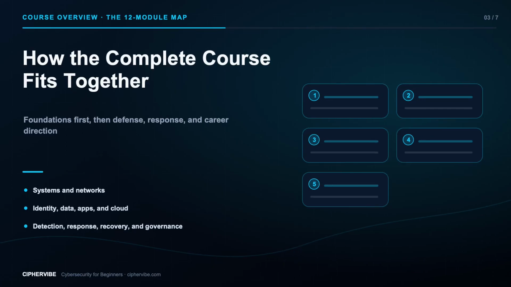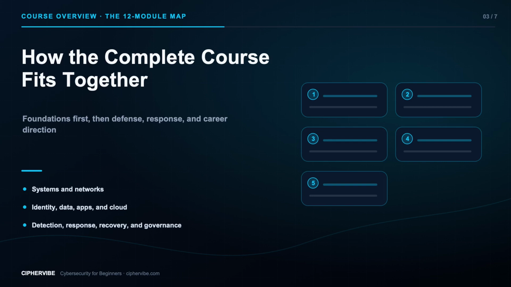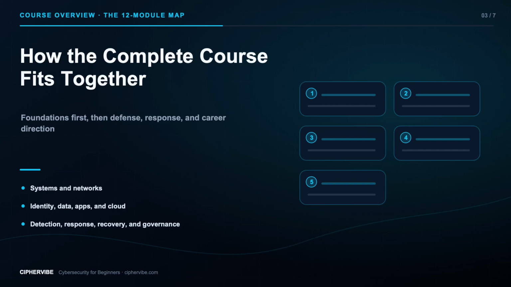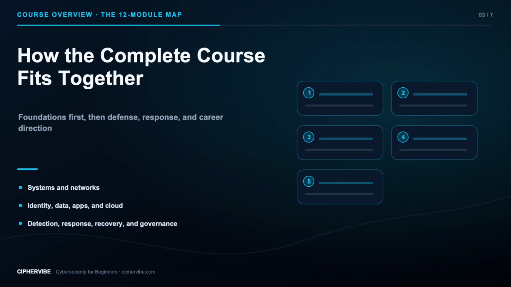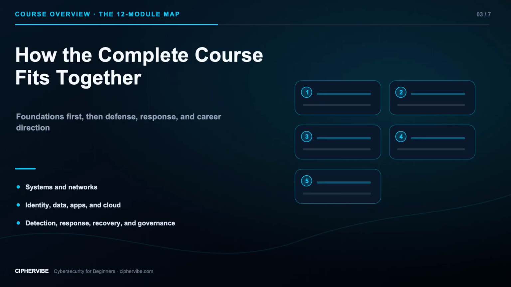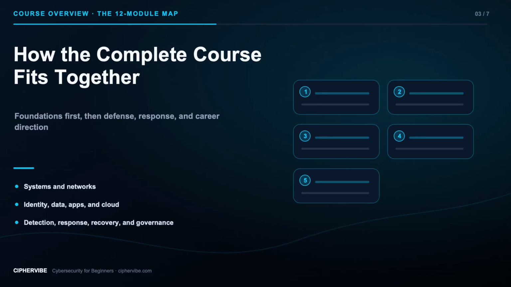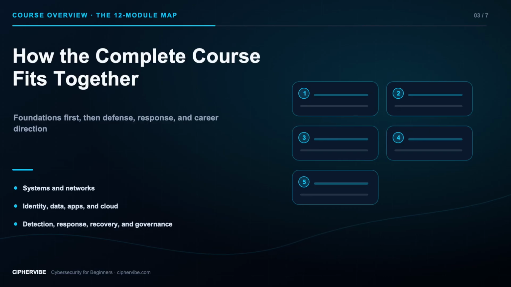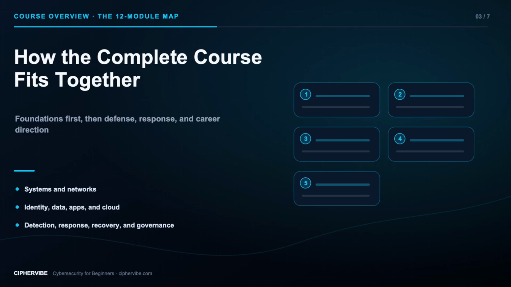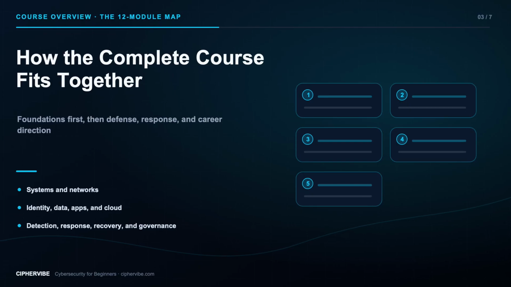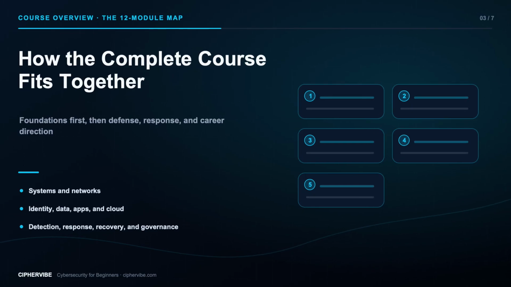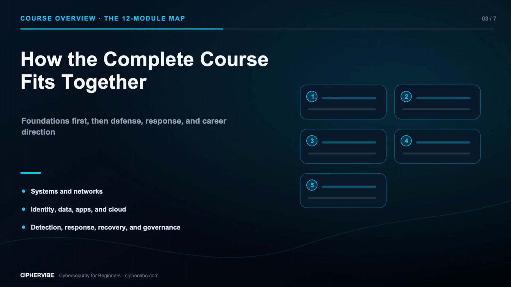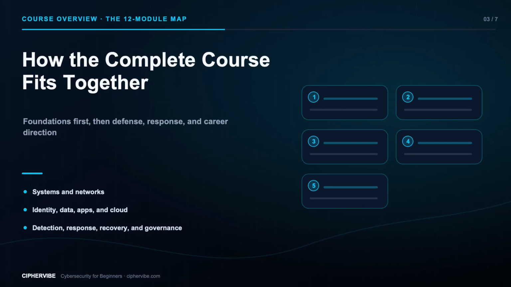Modules 4 through 8 apply those foundations to the major control surfaces. Identity explains who or what may act. Data security explains what must remain confidential, accurate, and available. Vulnerability management turns weaknesses into prioritized, verified work. Application security examines trust boundaries in software and APIs. Cloud and container security show how those same ideas operate in programmable infrastructure.